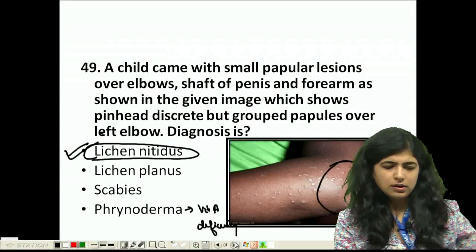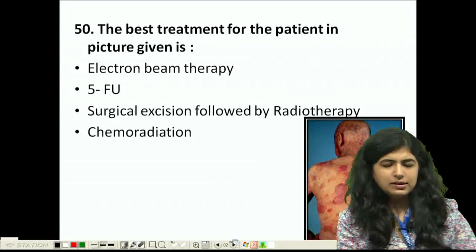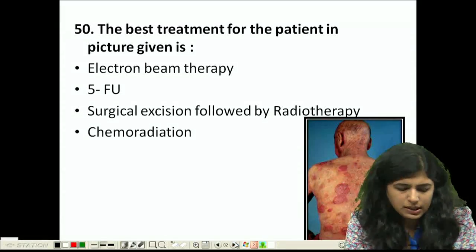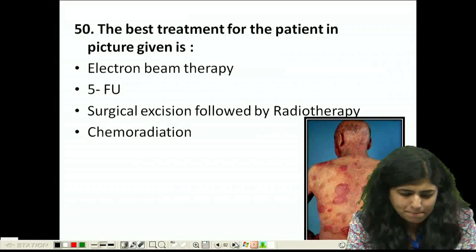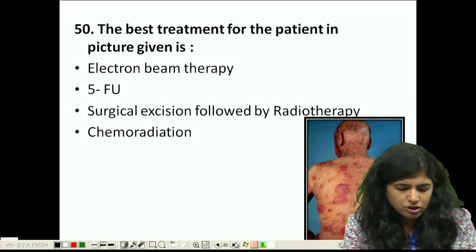Moving on to the next question. Read this question, see the image, tell me the answer. What does this image tell you?